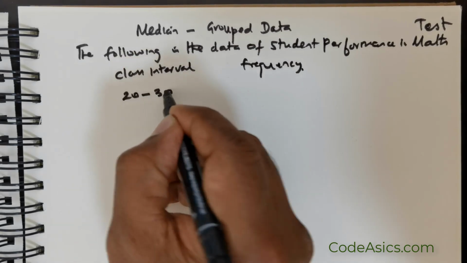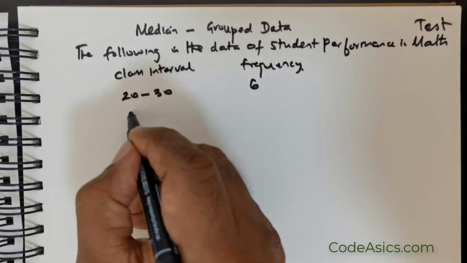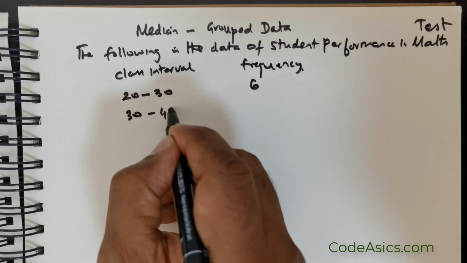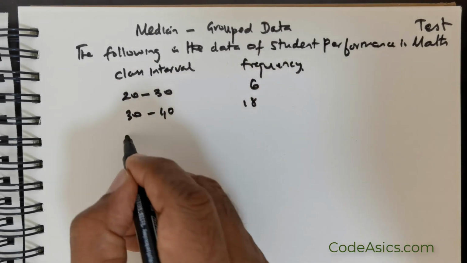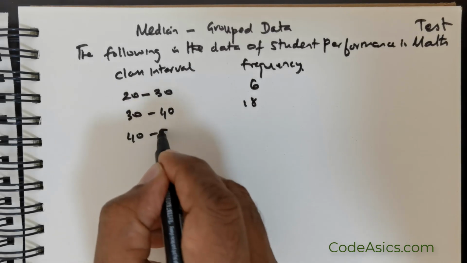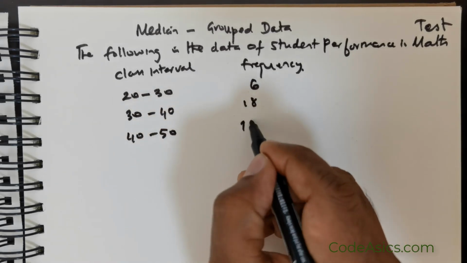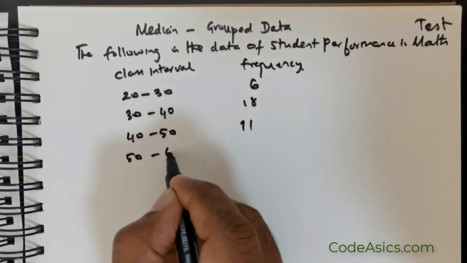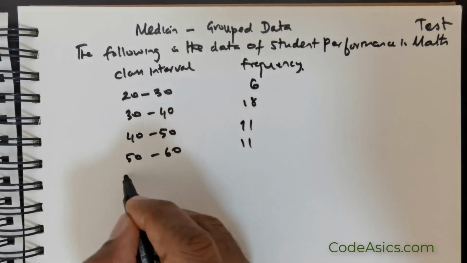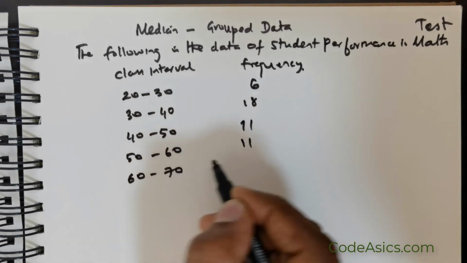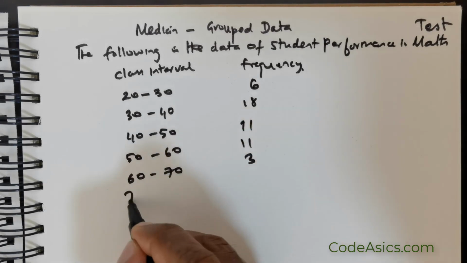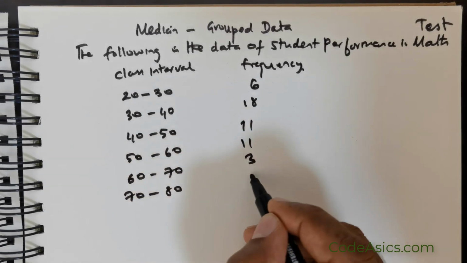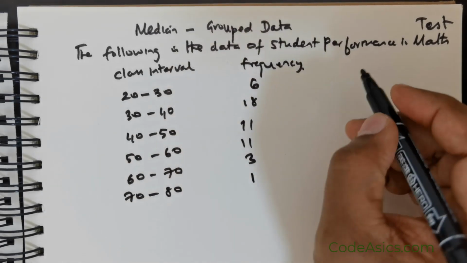So between 20 to 30 we have got 6 students. Between 30 to 40 we have 18 students. Between 40 to 50 we have got 11 students. Between 50 to 60 we have got 11 students. Between 60 to 70 we have got 3 students, and 70 to 80 1 student has scored. So this is the frequency.